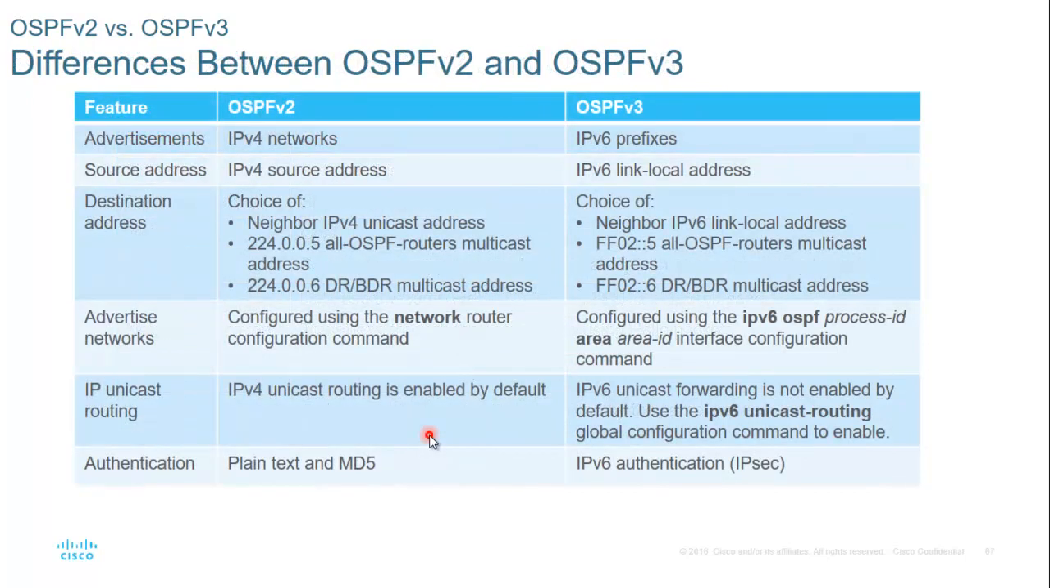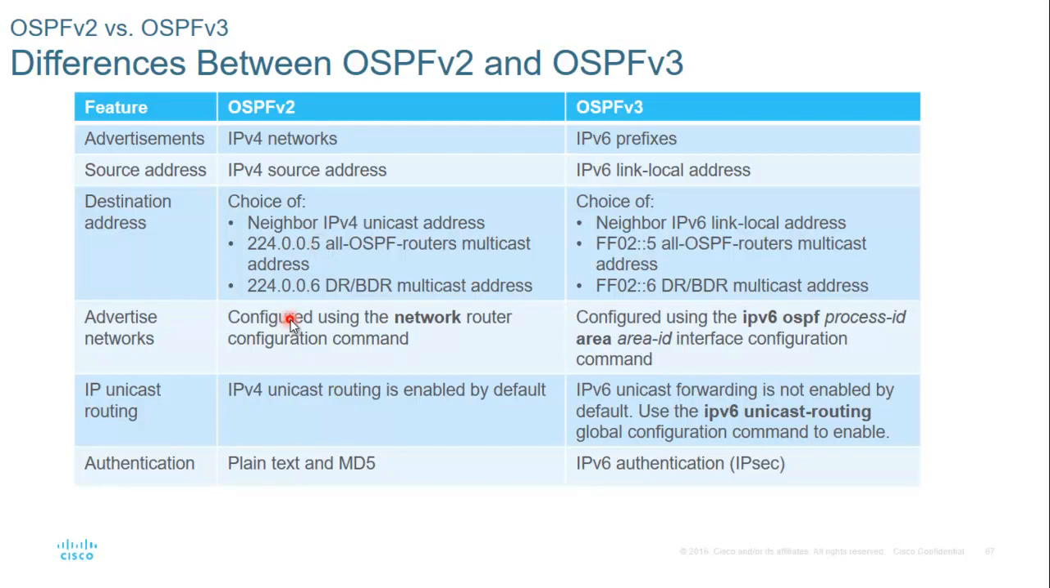So what are the differences? The difference is the advertisement. Version 2 uses IP version 4, while version 3 uses IP version 6. So they have different prefixes. Source address in OSPF version 2, it uses IP version 4 addresses. In OSPF version 3, it uses IP version 6. The destination address is different. You would have, of course, IP version 4 network addresses.